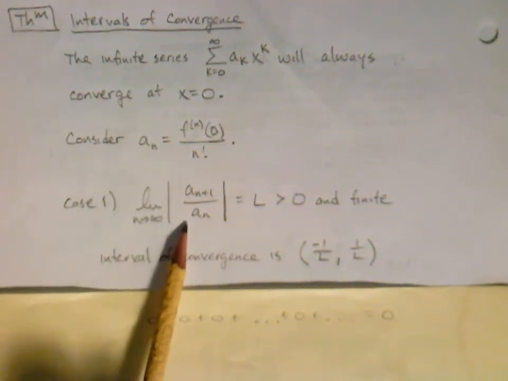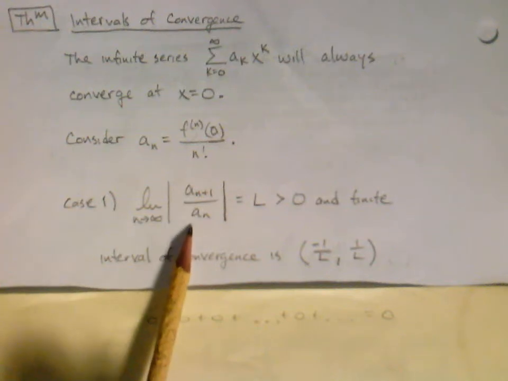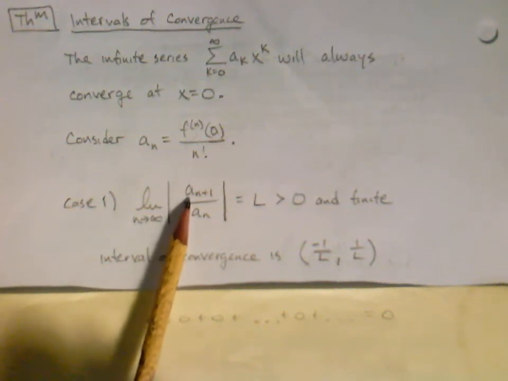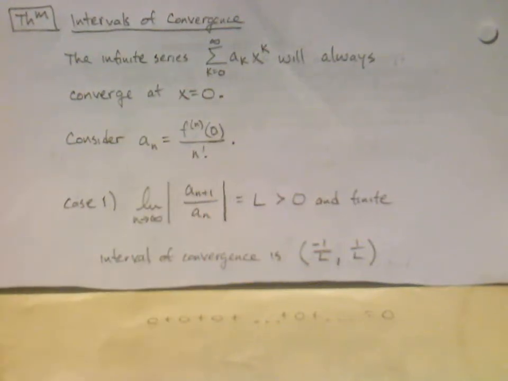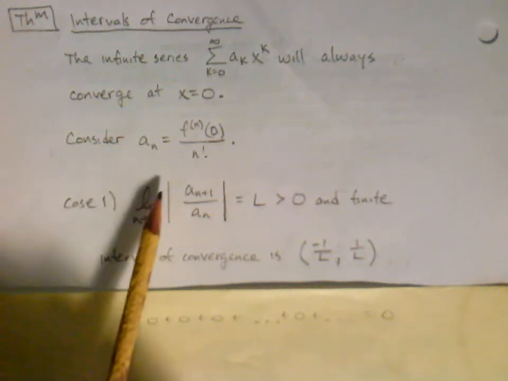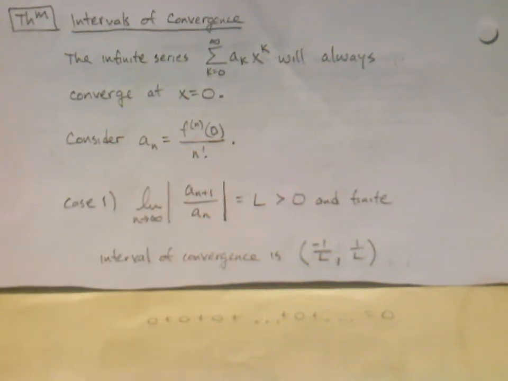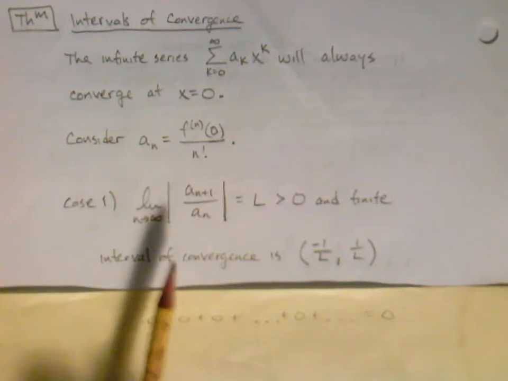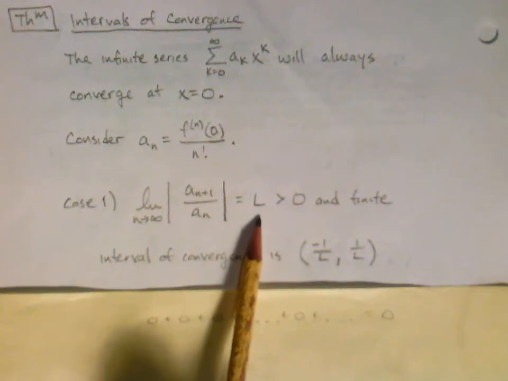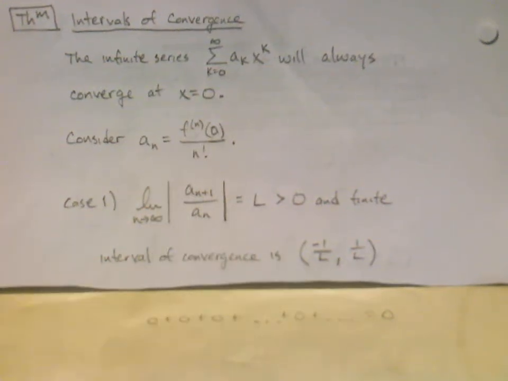Also, I probably should have said this a moment ago, when we're doing this limit, a n plus 1, that is the next coefficient following a n. It's the n plus 1th term, the one after. So we take the ratio of consecutive coefficients. That makes sense. So if the limit of that ratio of consecutive coefficients is a positive finite number, then we get such an interval of convergence like that.